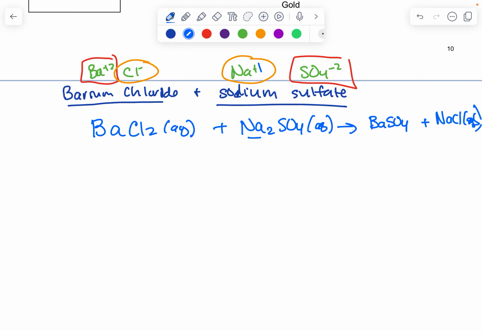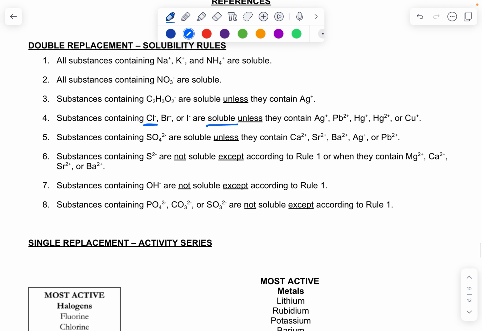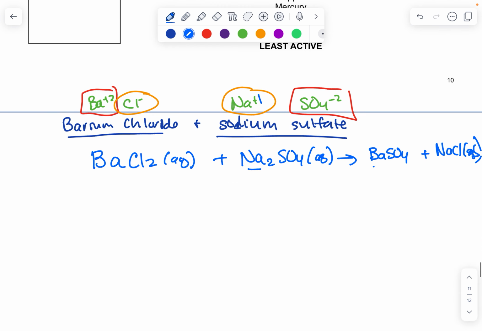So now what we have to do is look at the barium sulfate. So let's go find sulfates up here. We find sulfate is group 5. Barium, so it says it's soluble. However, if it's with barium, it makes it the opposite. So that means that this is a solid. So since we have a solid and both products are not aqueous, a reaction takes place.